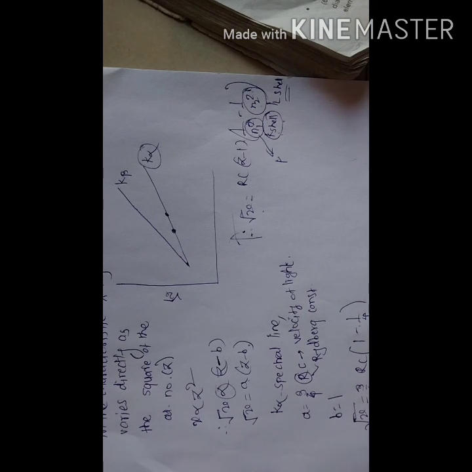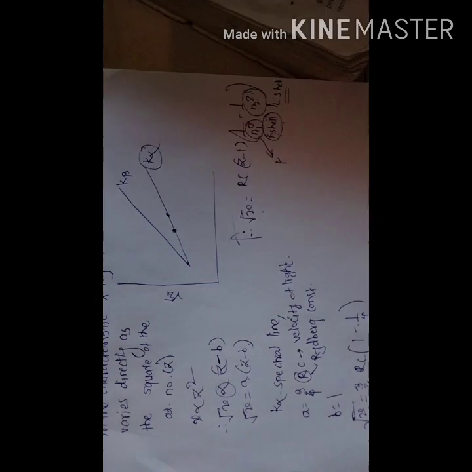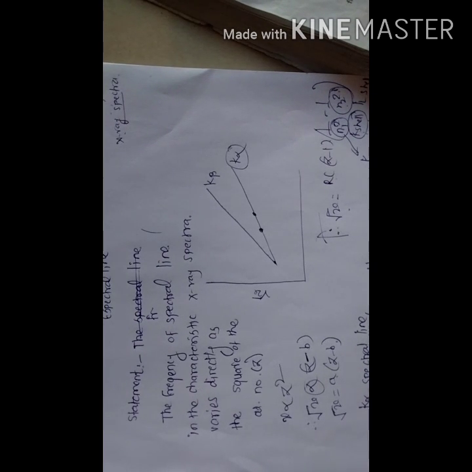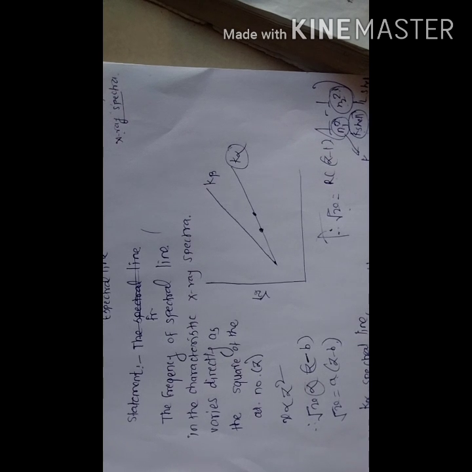In the next lecture we will study the fine structure of X-ray spectra, and after that Auger electrons we will see. Here half of the chapter is covered, only two points are remaining in this chapter.